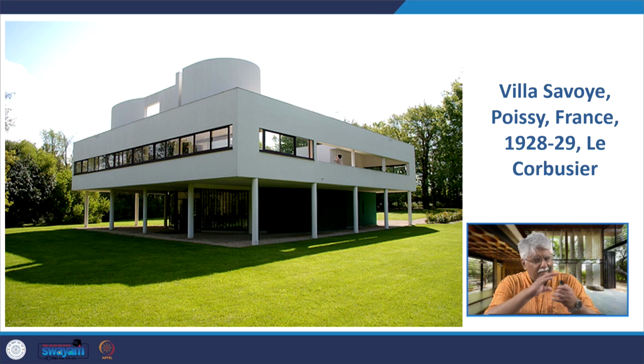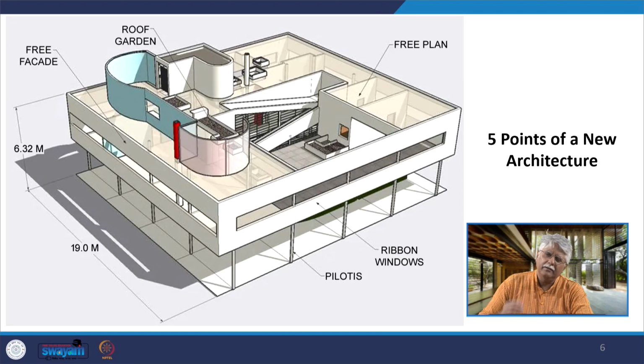Now he did a series of houses that I showed you last time. The summa of all those initial houses with white planar geometry, ribbon windows, pilotis, free plan and free facade was the Villa Savoye, 1928 to 29. This house had the full 5 points of a new architecture in all their glory. It was all very clear in this particular house.